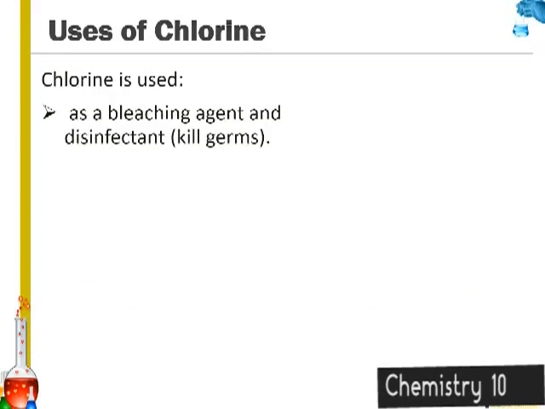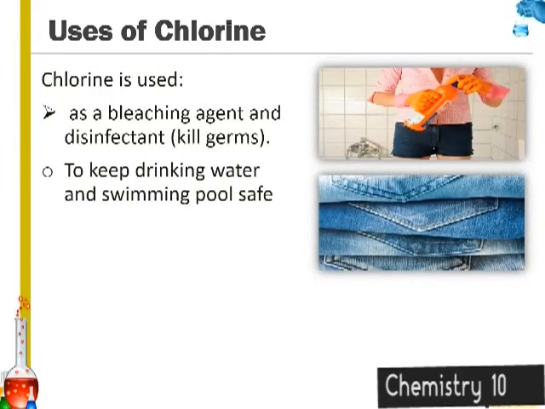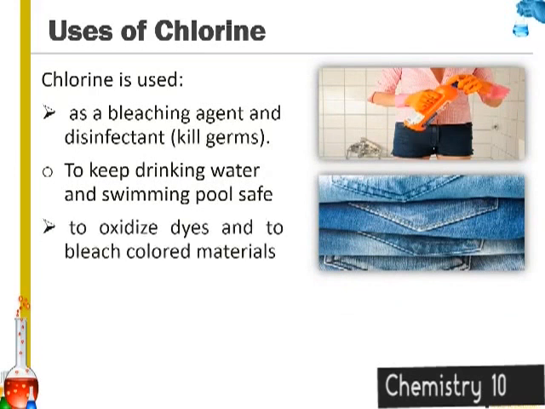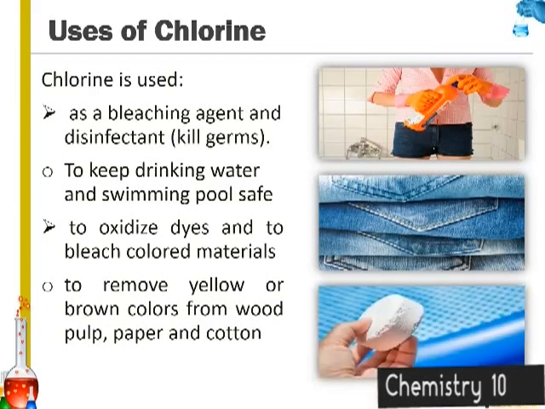In its everyday applications, chlorine is used as a bleaching agent and disinfectant, and to keep drinking water and swimming pools safe. It also is used to oxidize dyes and to bleach colored materials, and to remove yellow or brown colors from wood pulp, paper, and cotton.